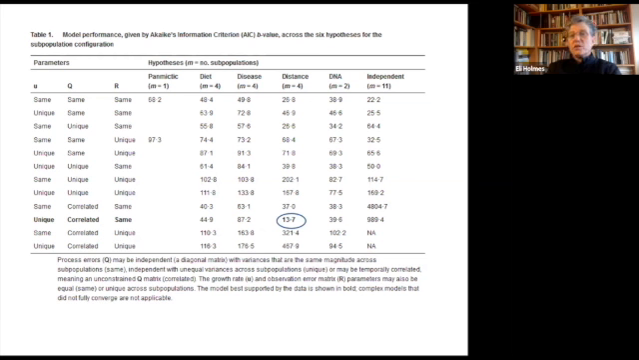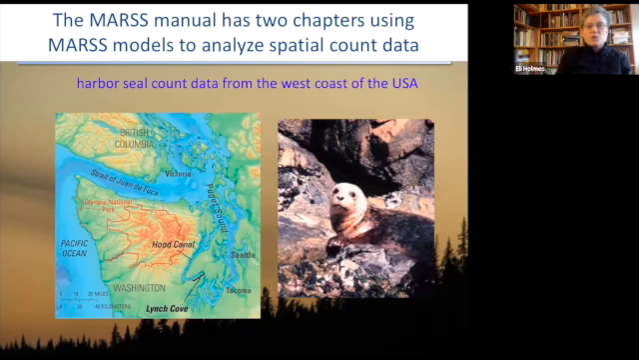Okay, so the MARSS manual has 2 chapters that show examples of studies using multivariate autoregressive state space models, MARSS models, in this form. It kind of walks you through a couple of studies. It's very similar to the study we did in the Gulf of California, and how you set things up to test these different hypotheses about the structure of your data and the underlying hidden process.